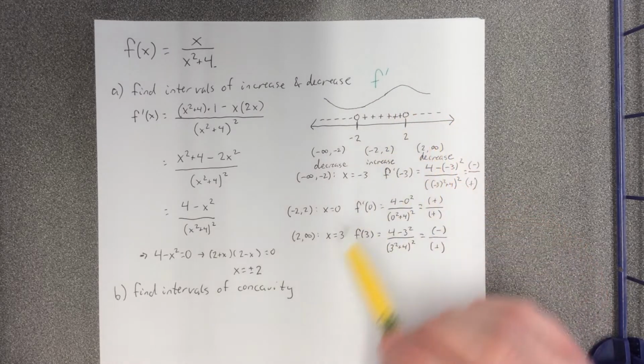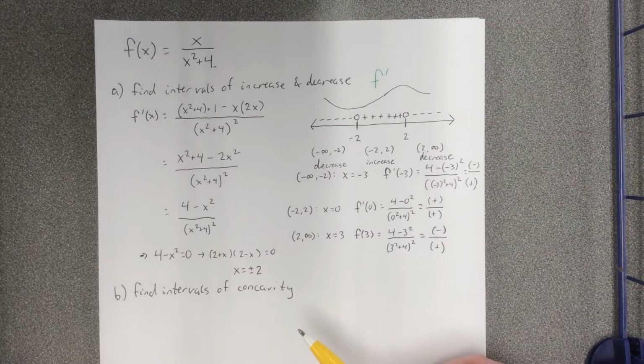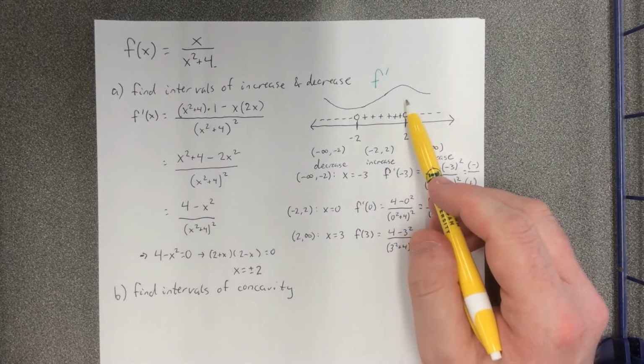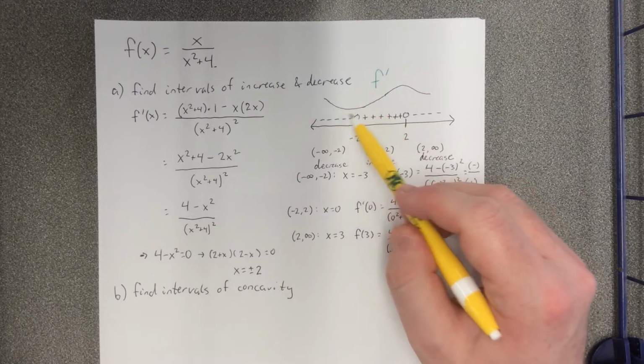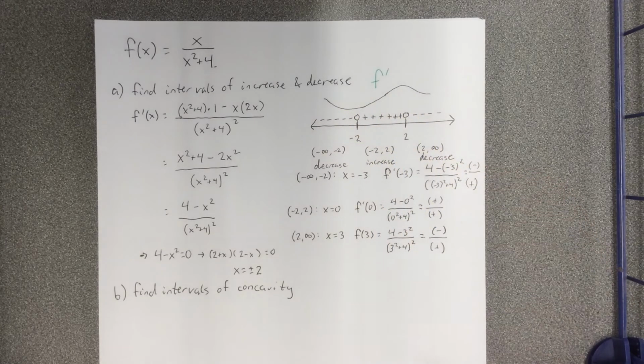Now, what we're going to do is check the concavity as well and see if what we get for the concavity is consistent with what we see up here. Because it looks like it starts off concave up and then it's concave down for a little while.